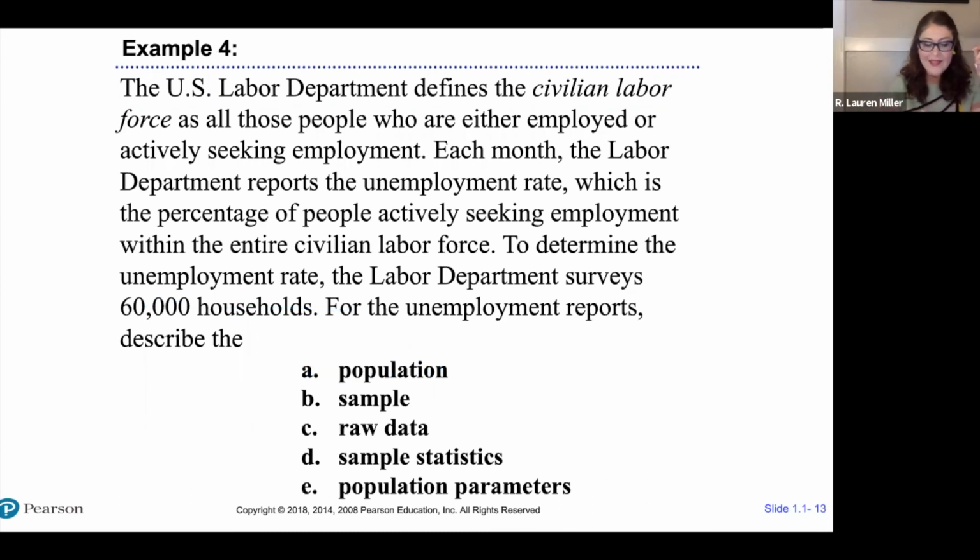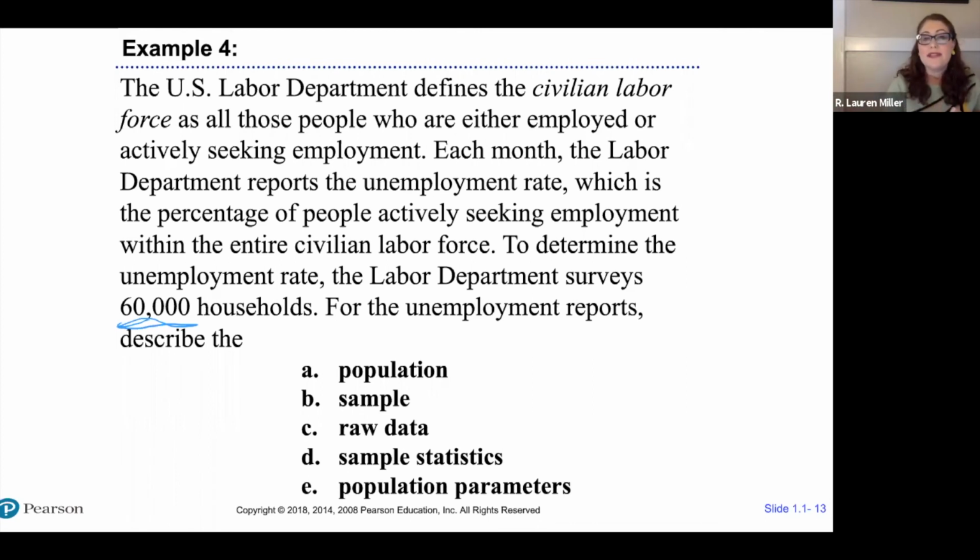Lastly, the U.S. Department of Labor defines the civilian labor force as all those people who are either employed or actively seeking employment. So that doesn't include people who were looking for a job and then couldn't find one and gave up, which is actually quite a large amount. So each month, the Labor Department reports the unemployment rate, which is the percentage of people actively seeking employment. To determine the unemployment rate, what they do is they survey 60,000 households. That's pretty big, right? But considering there's like millions of us in the United States, I don't know exactly how many, that's a pretty good size sample.